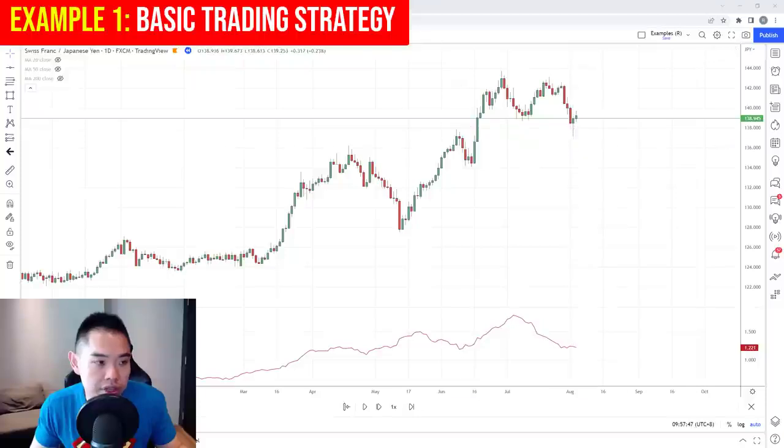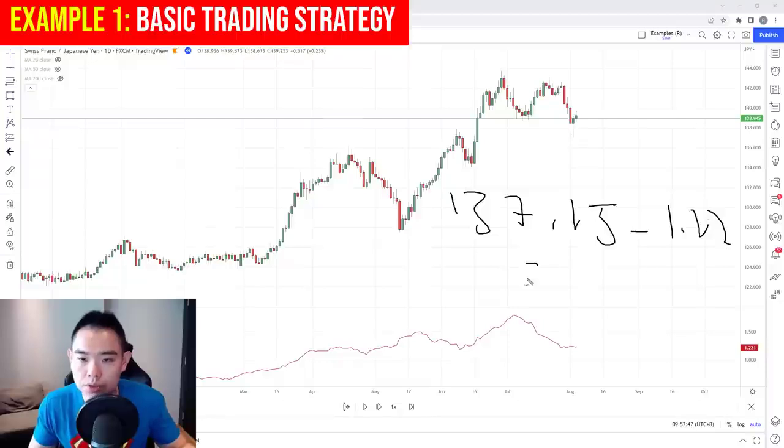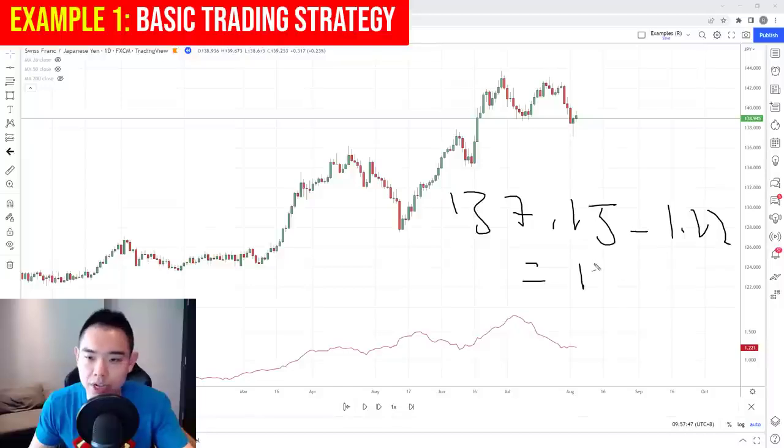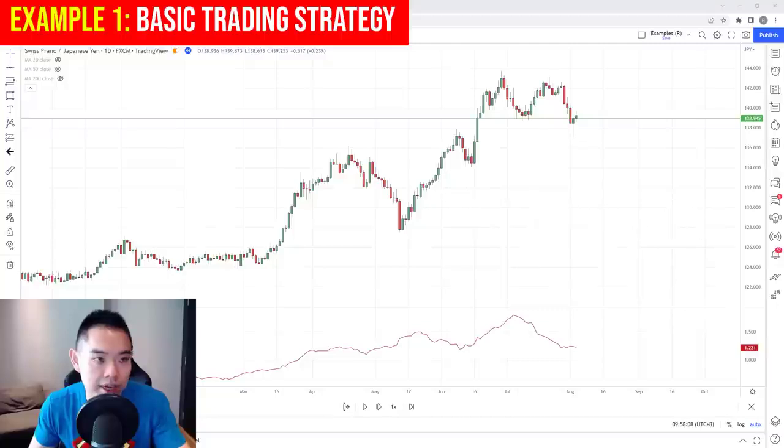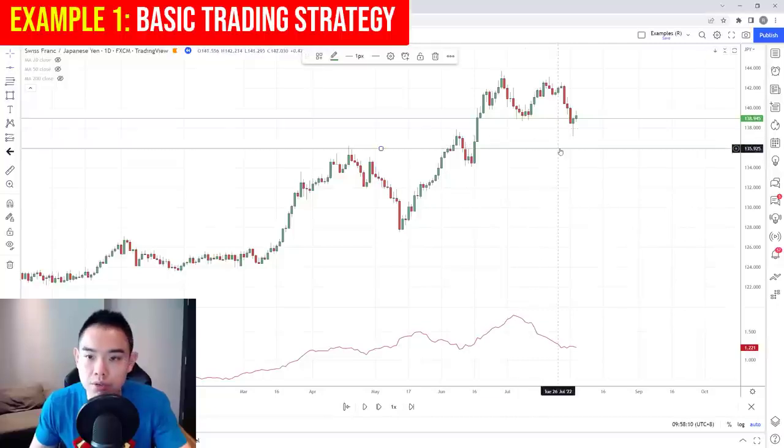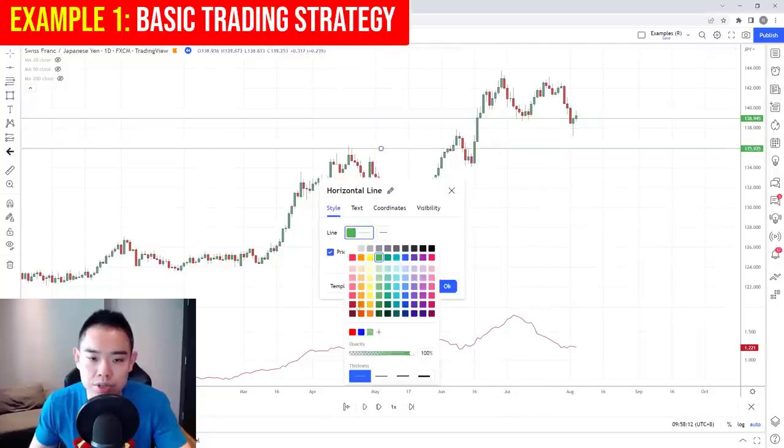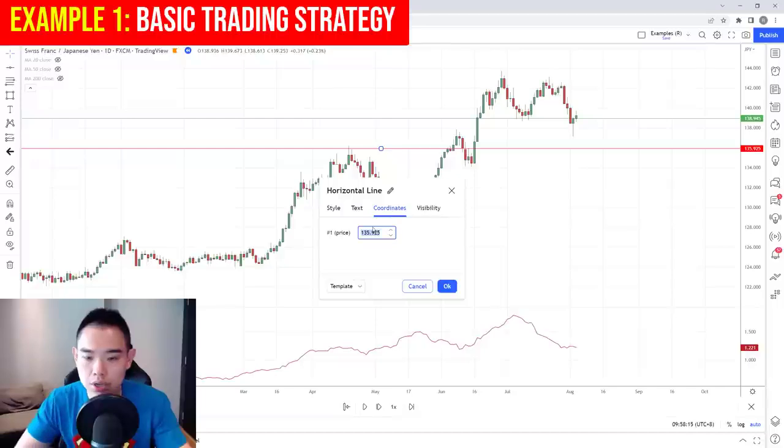it's 137.15. So I'm going to take 137.15 minus 1.22. Okay, so if I do that, I get 137.15 minus 1.22. That gives me a value of 135.93. Pardon the handwriting. So 135.93. So that will be my stop loss level. So I'm going to highlight that on the chart so you can see it. So over here, let's change this to red to signal that that is our stop loss. 135.93. So that is my stop loss.